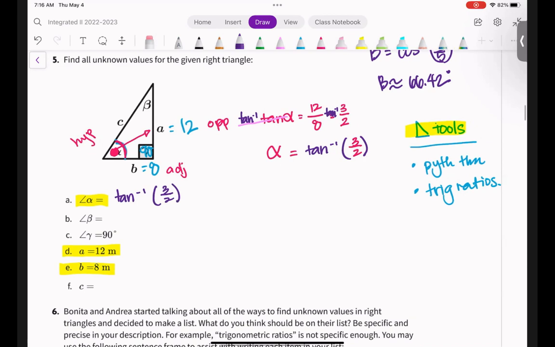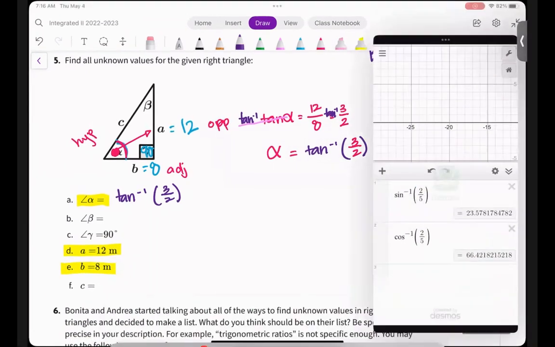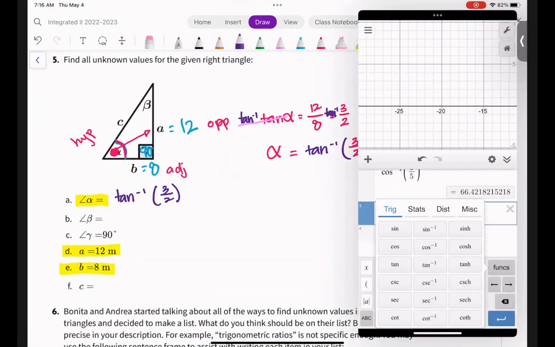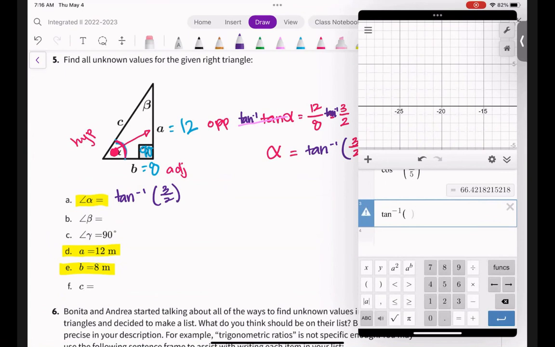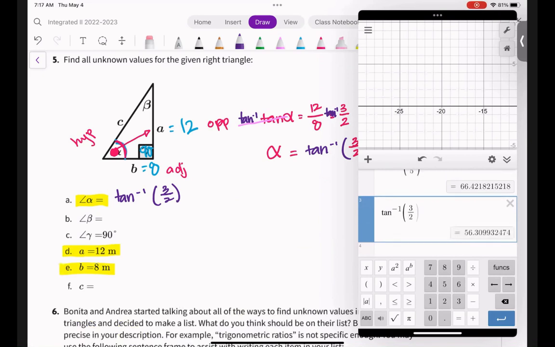So I'm going to plug in tangent inverse, which is right here. You can also type it in as TAN shift 6, which will get you to the negative first. And we don't ever call it that. We don't say tan to the negative first. That's incorrect. So here's 3/2, and we get 56.3 degrees.